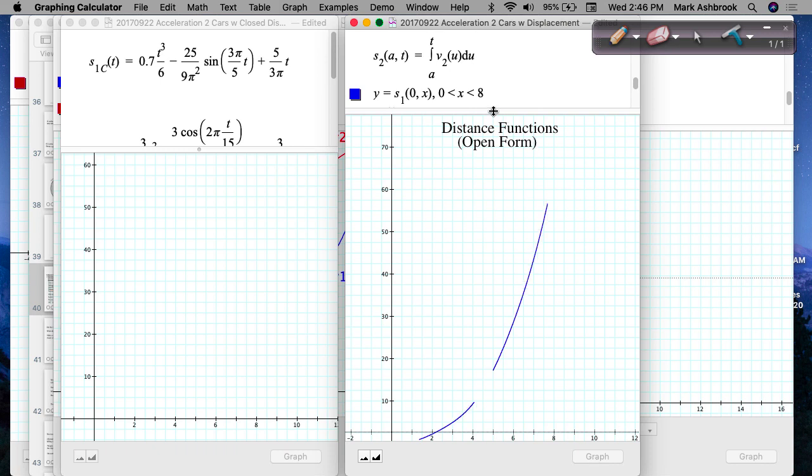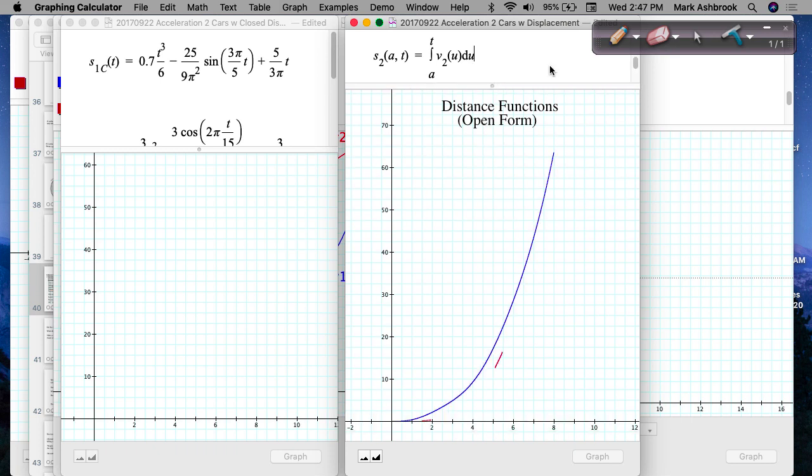What's going on? Why is it taking so long? Because every position is based on an accumulation of a bunch of changes in position based on velocities. Each one of those velocities is an accumulation of changes in velocity based on acceleration. So it's this double layer of open form that's taking so long.